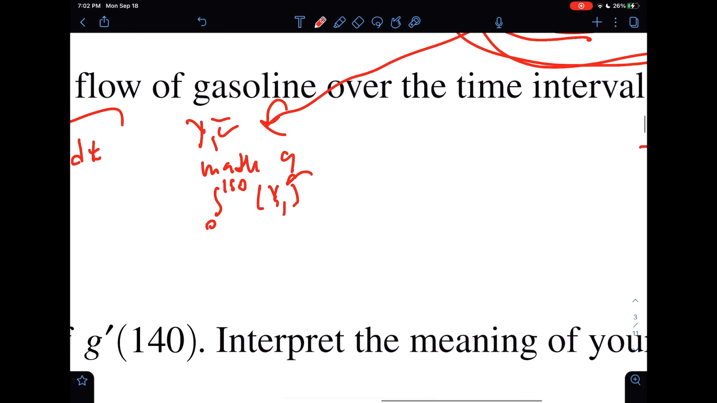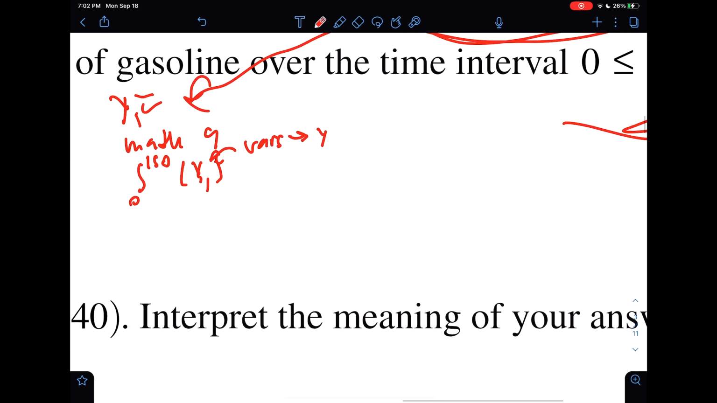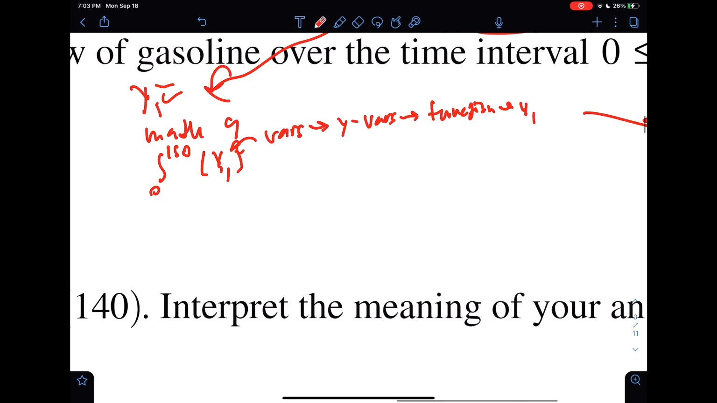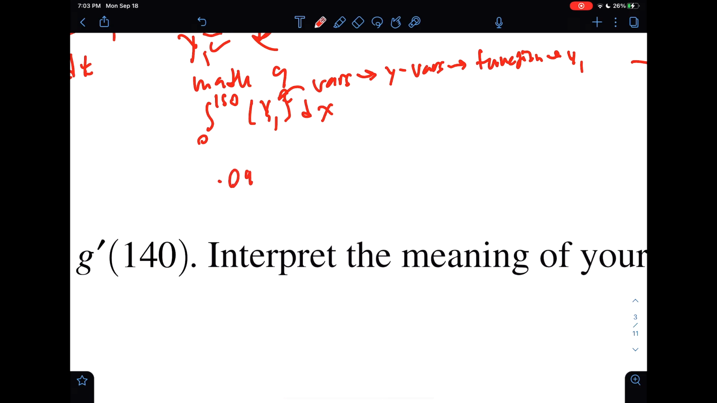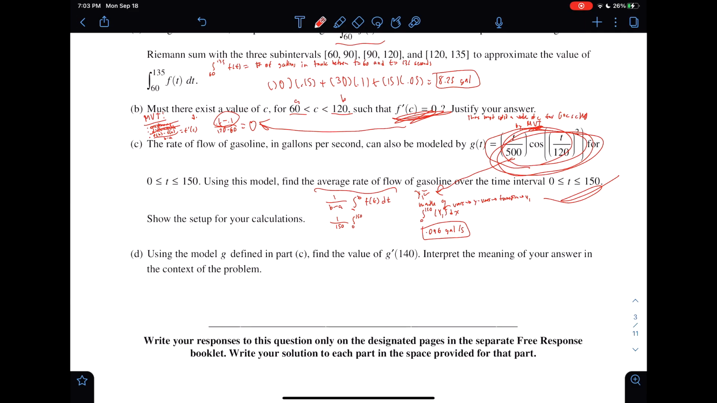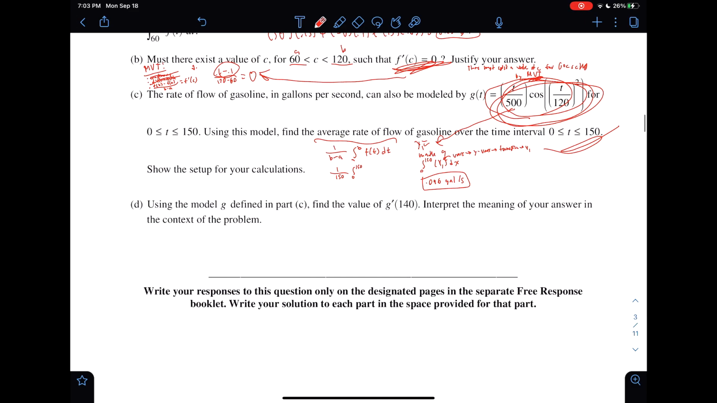To get to y1, you click vars on your calculator. Then you go to yvars, then function, then y1. And then it should just pop in there. Make sure it says dx, and then you just press enter. You should get 0.096 gallons per second. So that's going to be your answer. And if you show all your work, you're going to get all your points.